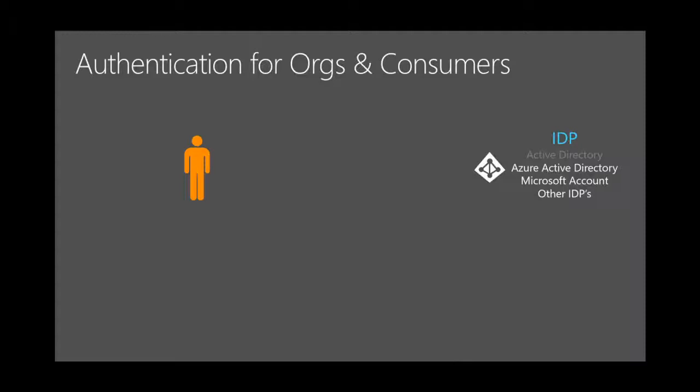But how does it work? You have an identity provider, an IDP, right? Azure Active Directory. I grayed out Active Directory, and the reason I grayed out Active Directory is because mobile devices are not domain joined devices.